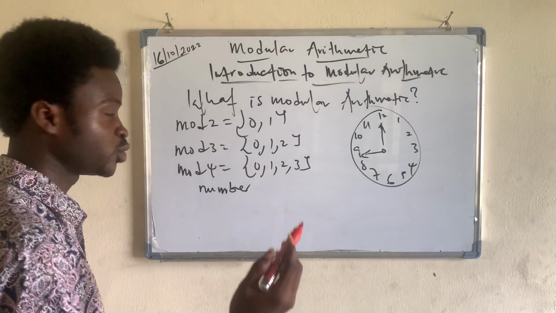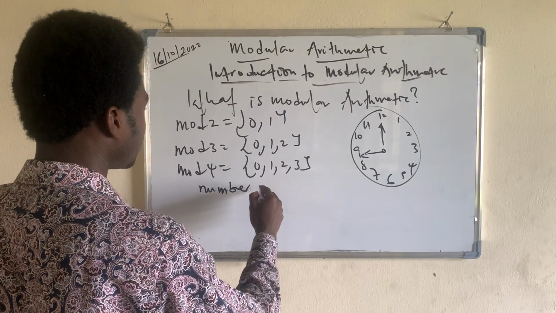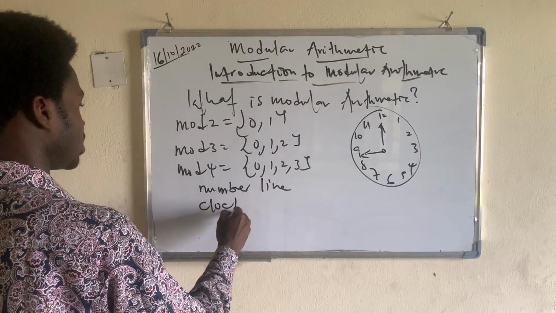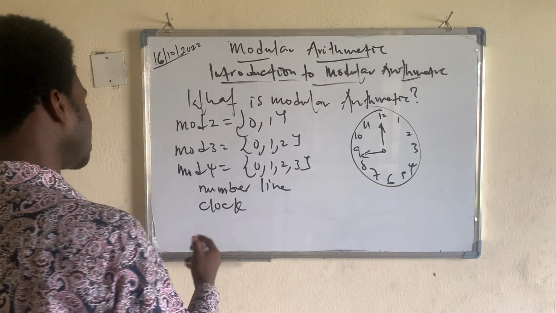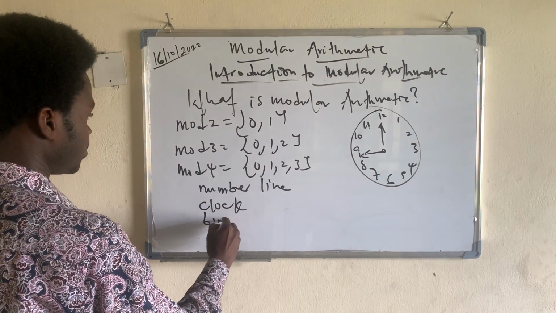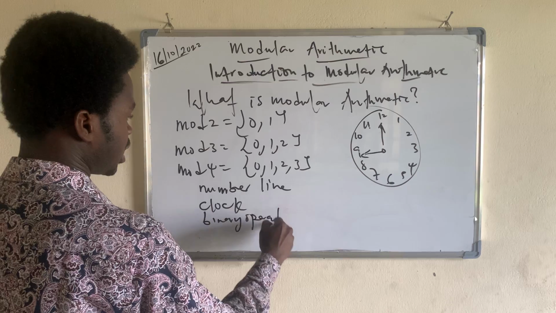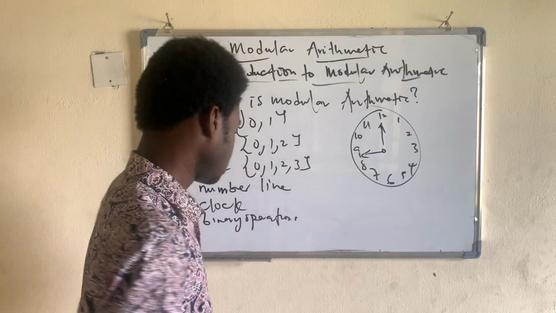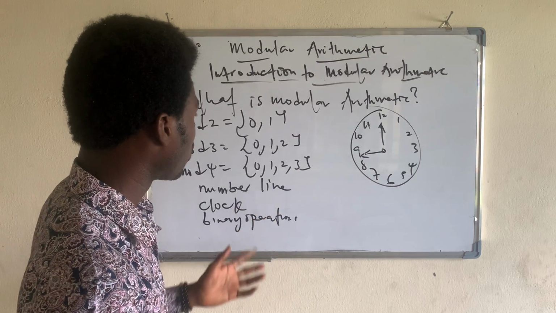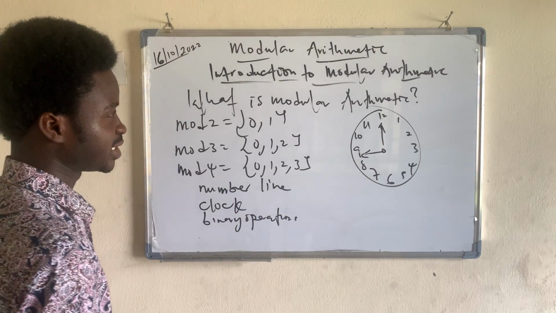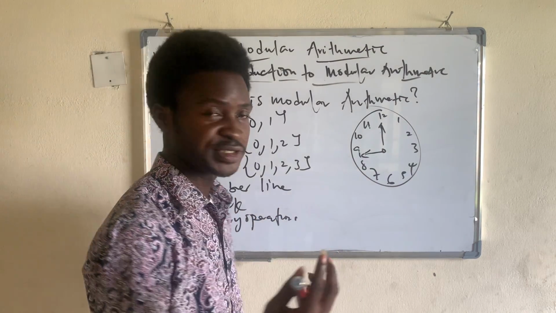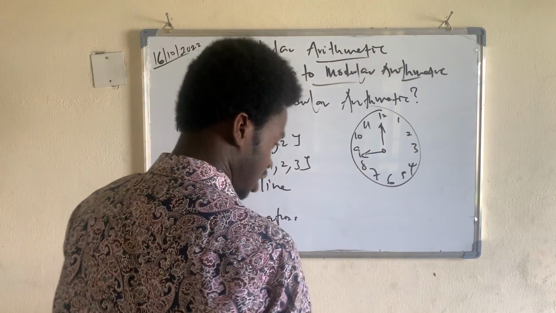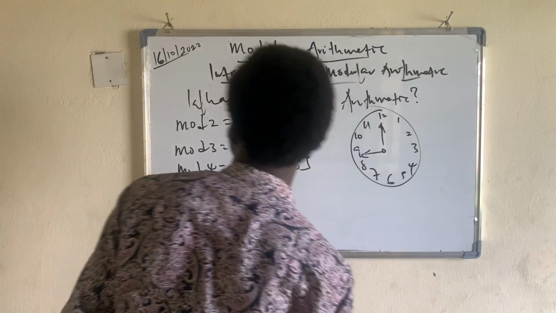There are different methods in which we can solve modular arithmetic. We can use the number line system. We make use of the clock as well, and we make use of our normal binary operations, that is addition, subtraction, division, and multiplication, to work with modular arithmetic. So I will show you different ways in which we solve problems. Okay, let's start with this question.